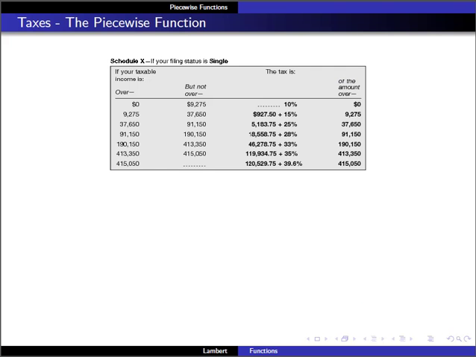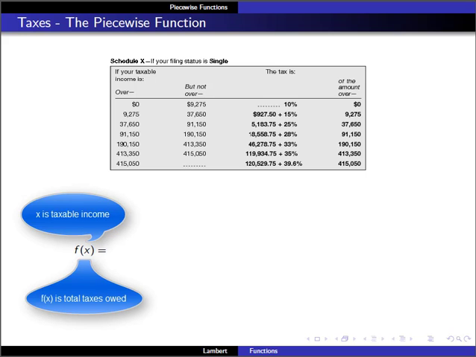So with the table, basically what we have is a function in terms of our taxable income. So that's what we're going to try and create, a function, f of x, where x represents our taxable income and f of x will represent our total amount of taxes being paid.